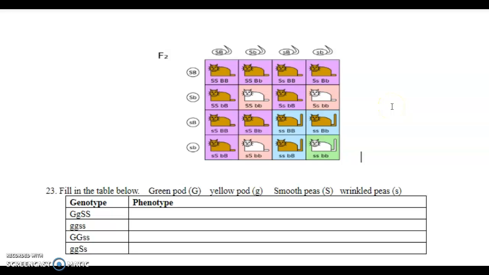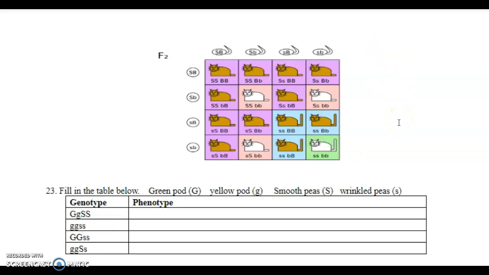And again, if both parents are heterozygous for both traits, then that will come out in a 9:3:3:1 ratio. 9 of the offspring will have both dominant traits. 3 will have dominant recessive. 3 will have recessive dominant. And only 1 of those offspring would have both of the recessive traits.